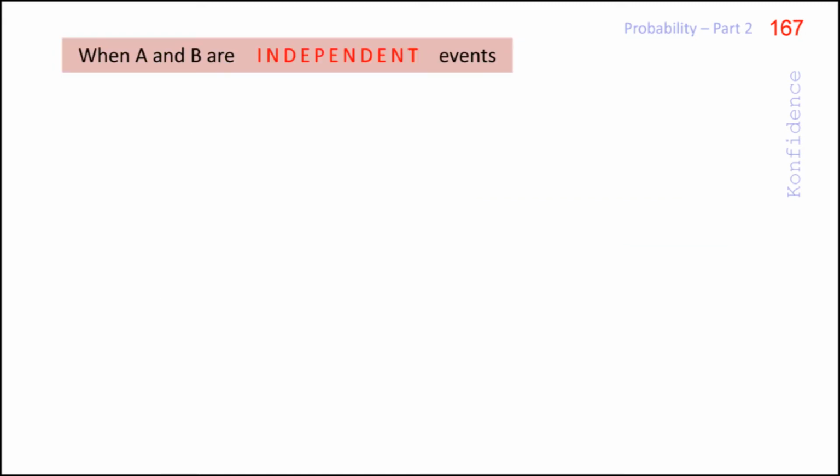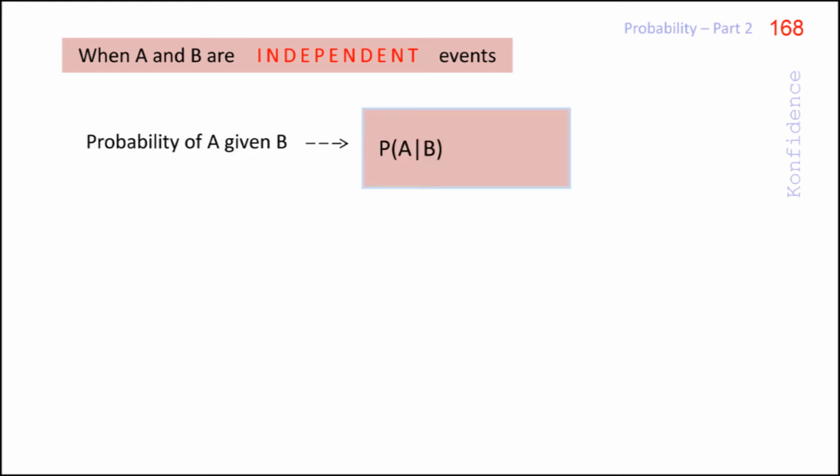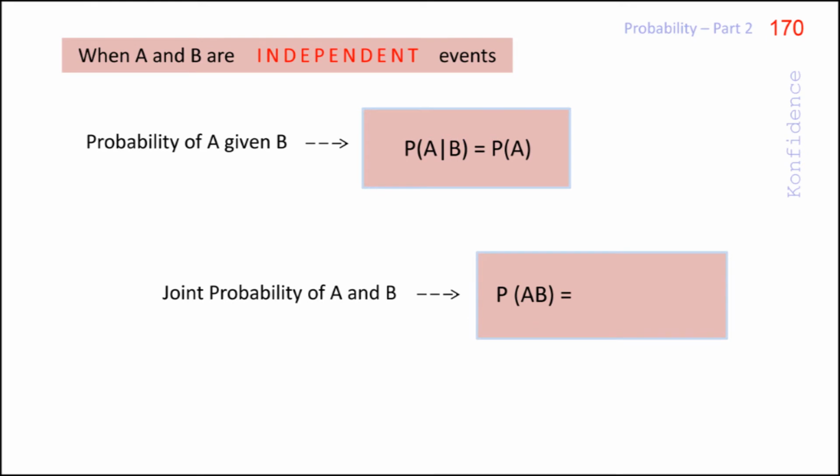If the events A and B are independent, like what we had seen in question 8, then the probability of occurrence of event A is not affected by the occurrence or non-occurrence of event B. Then, the probability of A given B will be the same as the probability of A. When A and B are independent, then the joint probability of A and B, or the probability that A and B happen together, equals the probability of A multiplied by the probability of B.